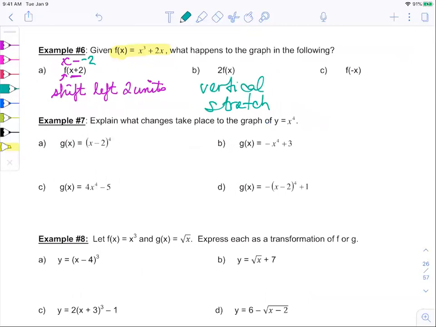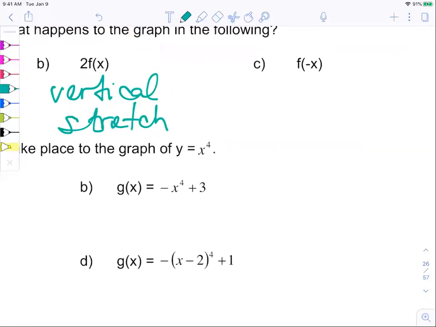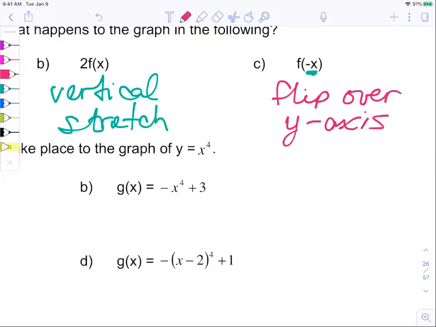Letter C says f of negative x. All right, gotta think, what is that negative sign doing in there? How does that affect the graph? Hannah, do you know what that negative sign with x does to the graph? It's gonna flip it over the y-axis. Awesome, nice job. And it flips it over the y-axis because the x values are becoming negative. So here's my y-axis. Well, x is positive, but now I need to make it negative, and in order to do that, I have to hop over the y-axis.